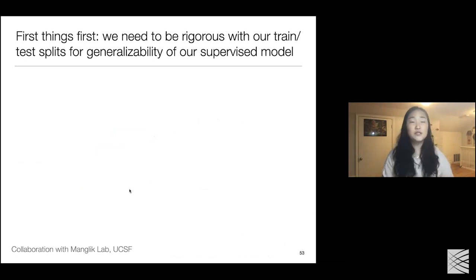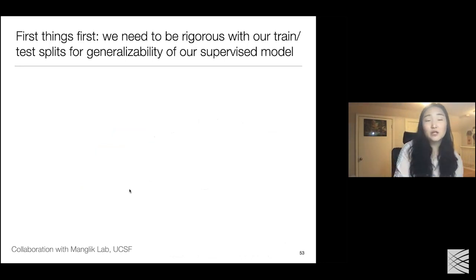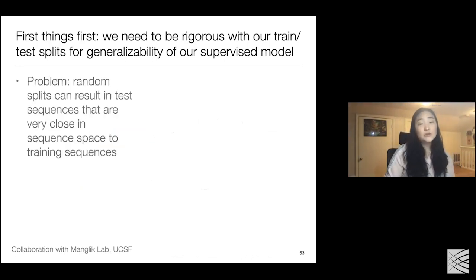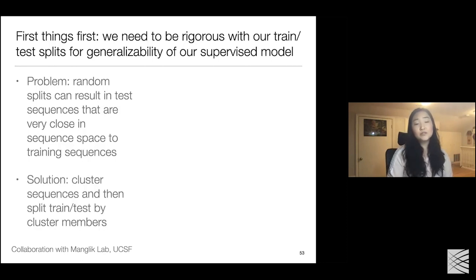But first things first, we need to be rigorous with our train-test splits so that we can see to what degree our supervised models are generalizable. The problem is that random splits can result in sequences that are very close in sequence space to training sequences. And so the solution is to cluster sequences and then split them into train and test sets by cluster members.